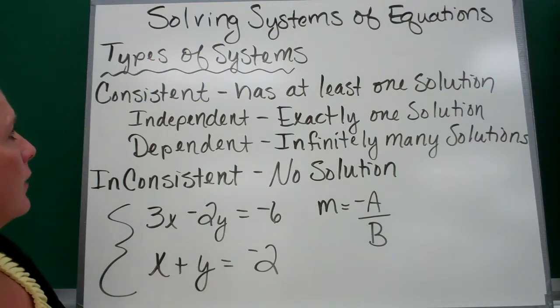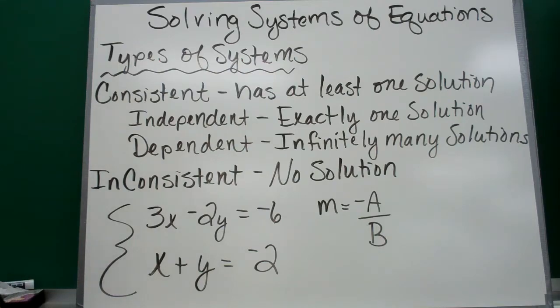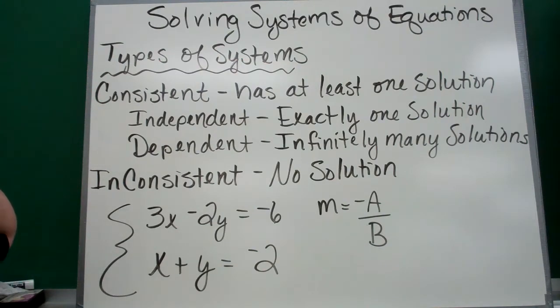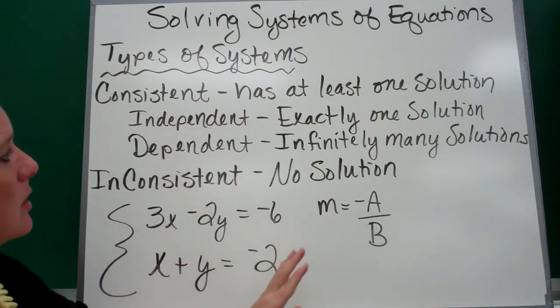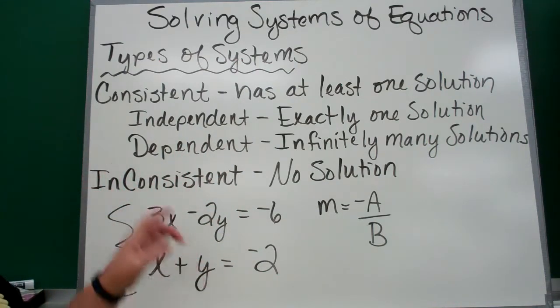Okay, solving systems of equations. Systems in two variables. First of all, we have types of equations we need to talk about. We have consistent equations, which are equations that have at least one solution. There are two types of consistent equations.